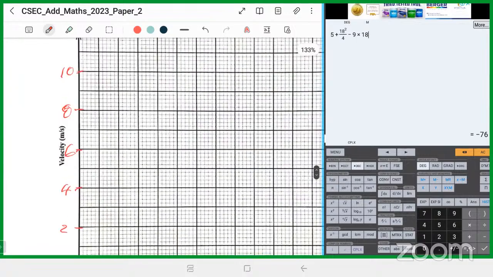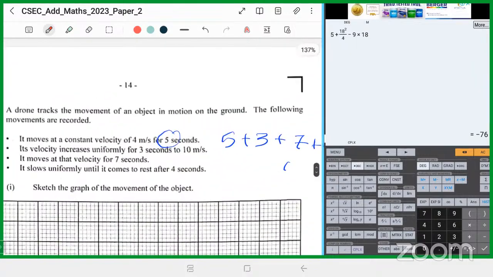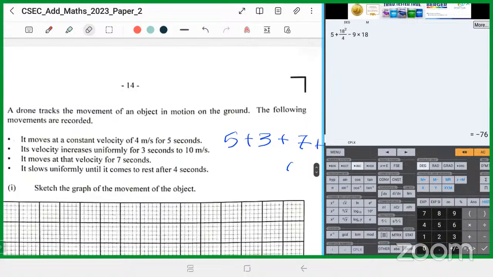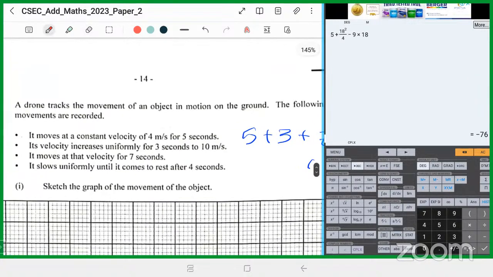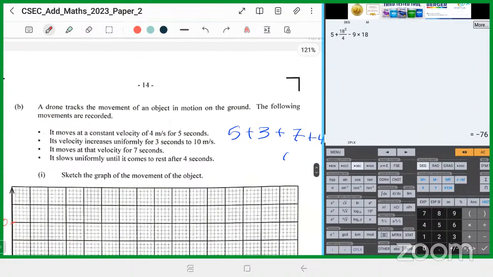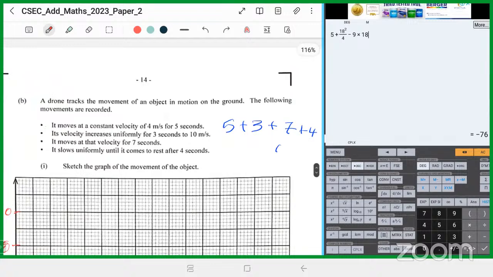All right, let's put on the values though. So firstly, we're going to 5: 4 meters per second for 5 seconds. Let's just check this. This was 10, 15, 5 seconds. I was checking if the scale makes sense. All right, bear with me.